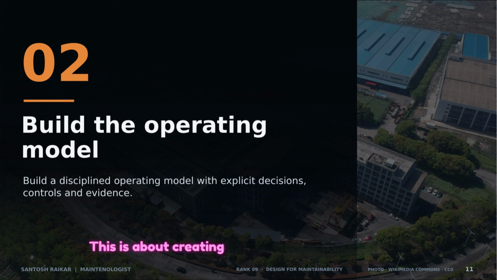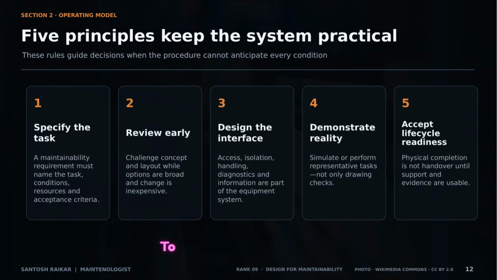This is about creating a framework where decisions are based on evidence and controls. To keep the system practical, we follow 5 principles. First, specify the task. Don't just say make it easy. Second, review early while changes are cheap.